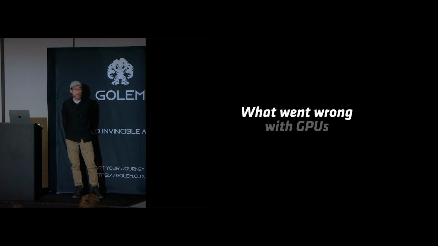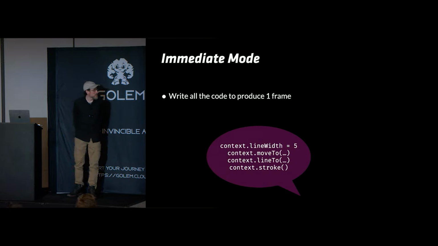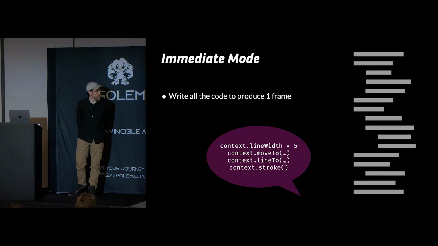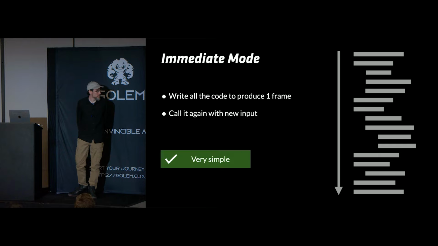What went wrong with GPUs, but maybe with code in general? It's about immediate mode. What web was doing was writing just all the code to produce one frame, to draw the friendly line. You write all the code top to bottom, and then if you want to render something new, if you want to animate it or move stuff around, you just call it again with new input. That's immediate mode. It's immediate because it immediately does the thing. And this is very simple, but it doesn't scale.